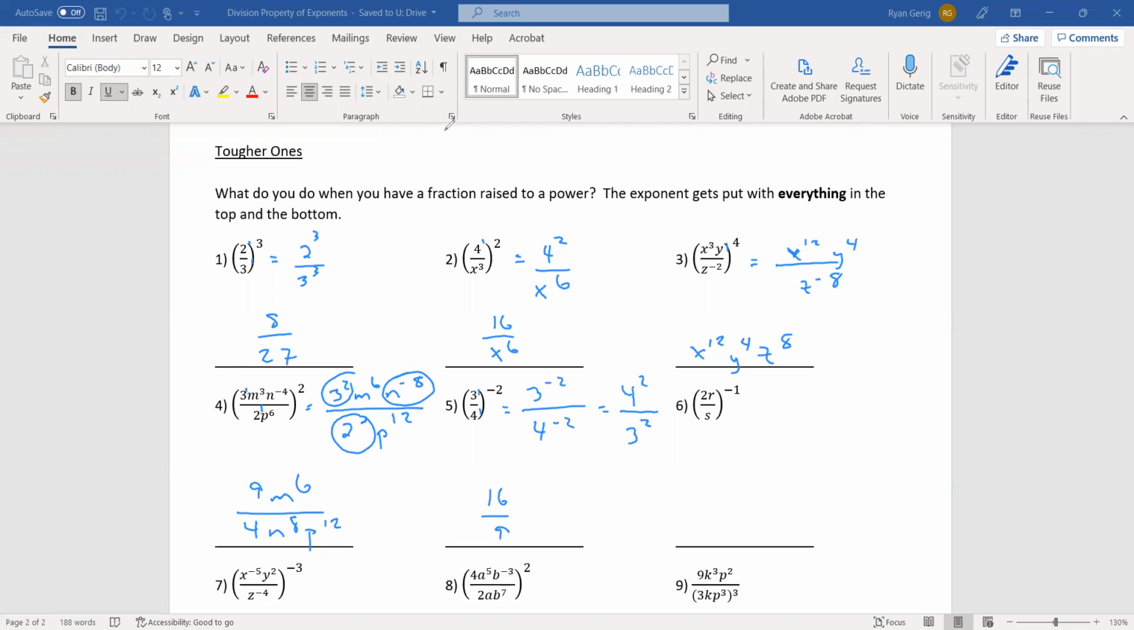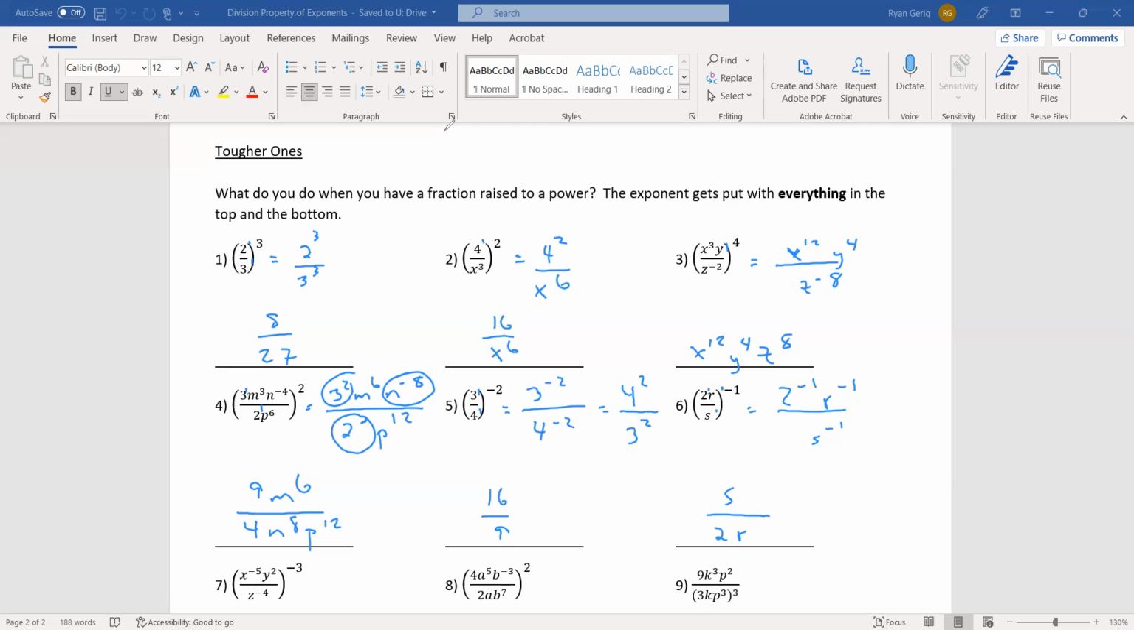Number 6. Each base has an exponent of 1, and I'm multiplying each of those by -1. So 2 to the negative first, r to the negative first, s to the negative first. What happens is 2 goes to the bottom and becomes 2 to the first, or just 2. R goes to the bottom and becomes just R. S goes to the top and becomes just S. You could put 1s on all those, but you don't need to.